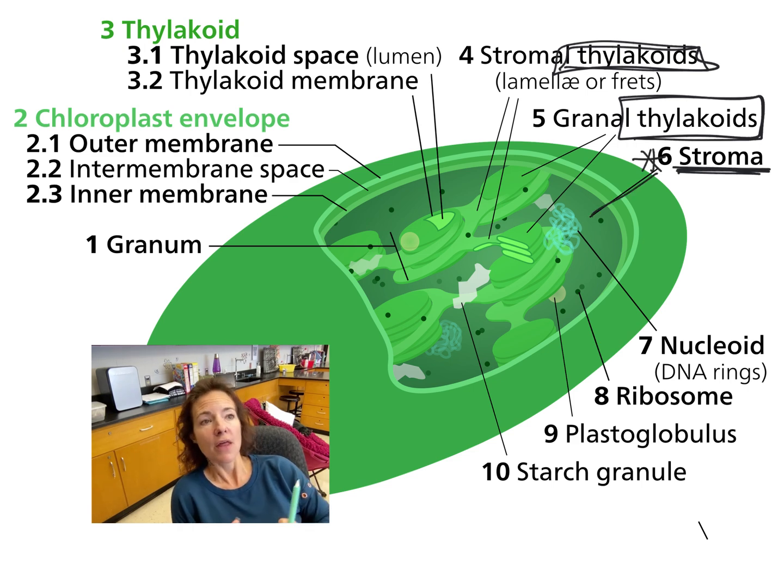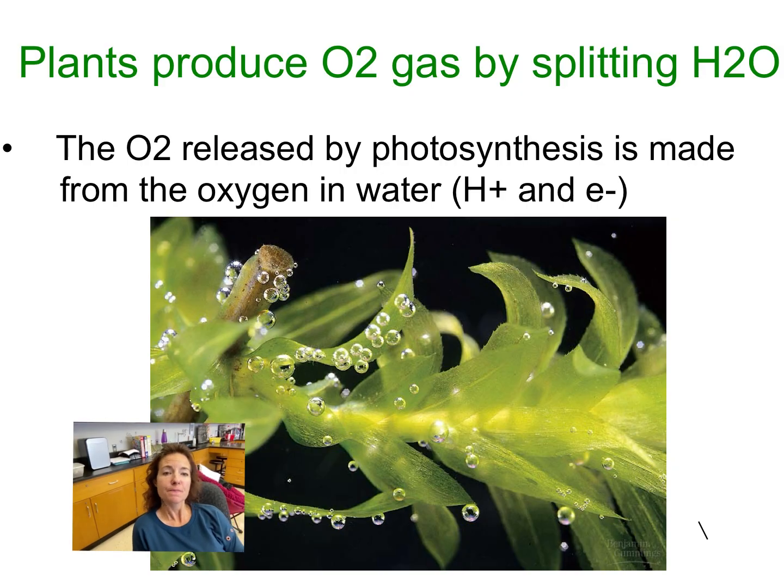So we're going to need to know the open spaces of the chloroplast called the stroma, and then we're going to need to know these pancake-like stack areas called thylakoids, because different steps of photosynthesis are going to take place in these different parts of the chloroplast. So the first part of photosynthesis is where oxygen gas is going to be produced. Now this very first step is going to take place on those thylakoids, those pancake-like parts, the thylakoids that we saw in that previous picture.